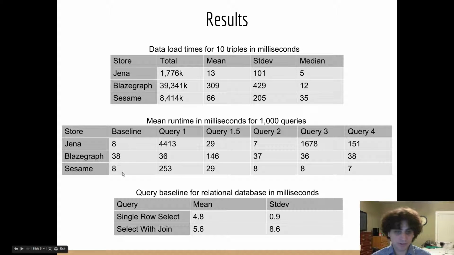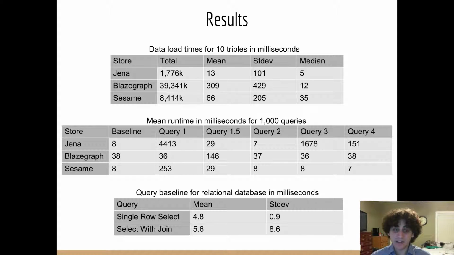Sesame had the fastest results overall, yet again due to its already materialized inference and low number of indexes, which the number of indexes should decrease query time, but perhaps there's something in that that's also causing BlazeGraph to have problems. Queries 3 and 4 required inferences to be made, which is why Jena was significantly slower than Sesame and BlazeGraph, because it had to perform the inference at query runtime.